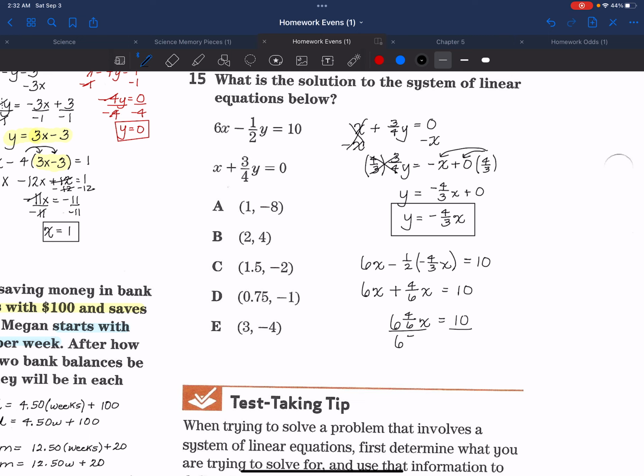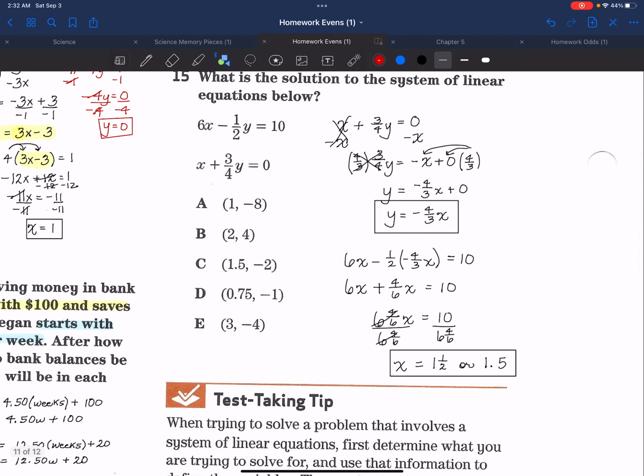Divide by that mixed number. Let your calculator do the work. Don't get excited. Fractions are just numbers. So we'll say 10 divided by 6 and 4 sixths equals 1.5. So I have my eye on C, but let's make sure that it fits.